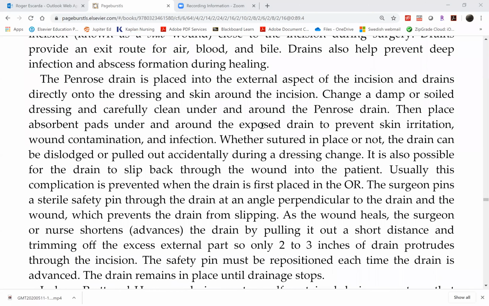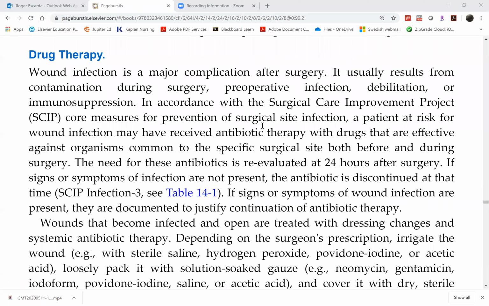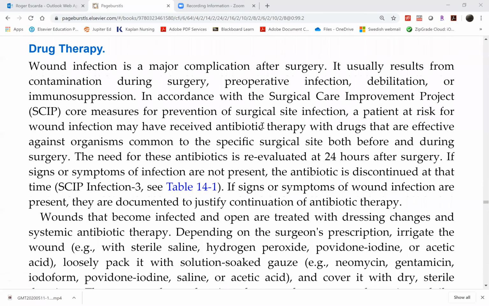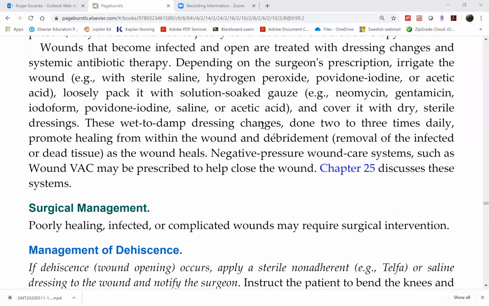Okay, we already discussed JP's, Hemovac. We did drug therapy. Drug therapy are opioids. That's why we have the opioid overdose there. And then we did this already.